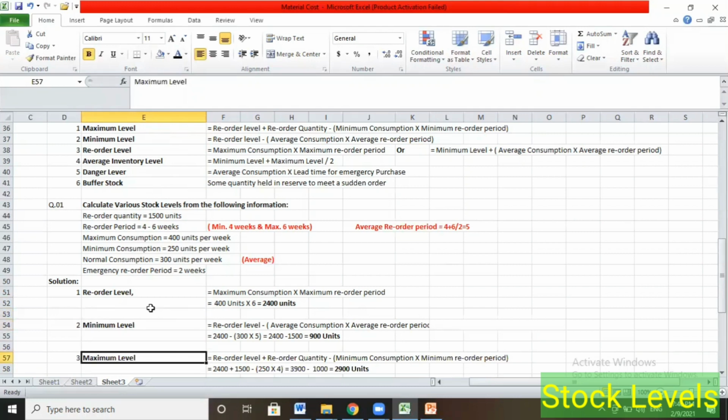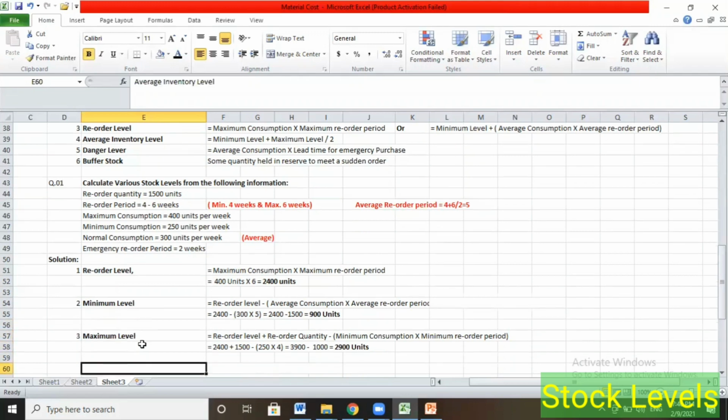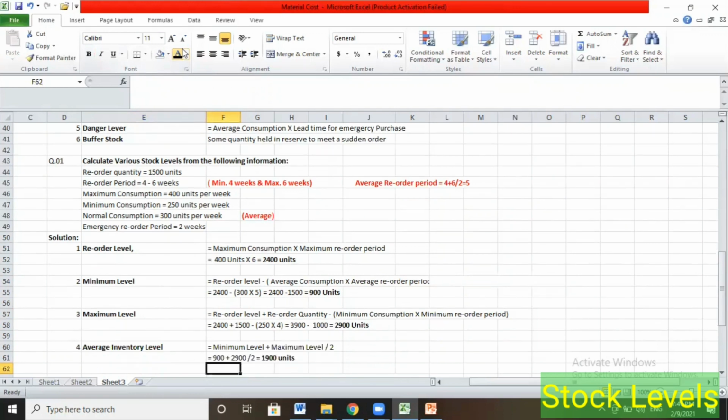Next we'll move ahead for average inventory. Average inventory will be the calculation of minimum level plus maximum level divided by 2. So this is 900 plus 2900 divided by 2. So we'll write there 1900 units.